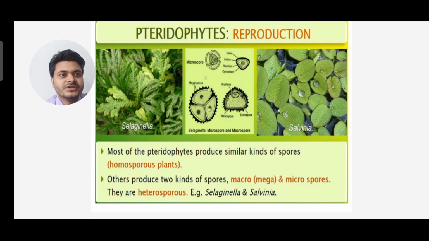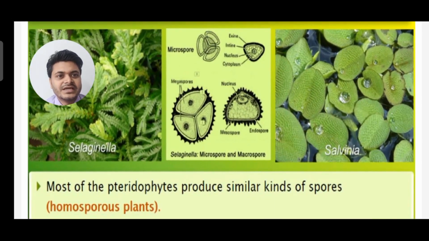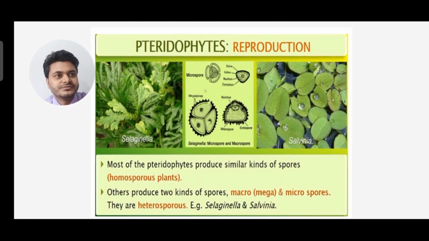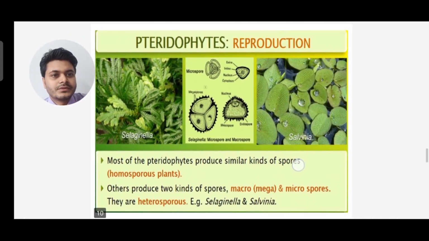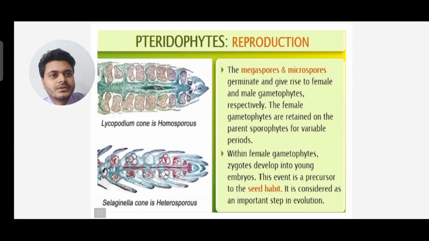On top, the microspore diagram and the megaspore diagram have been given. You can see that the Lycopodium cone is homosporous, whereas the Selaginella cone is heterosporous. Two different types of cones are there, and different types of spores also. The megaspore and microspore germinate and give rise to the female and male gametophyte respectively. The megaspore produces the female gametophyte and the microspore produces the male gametophyte.